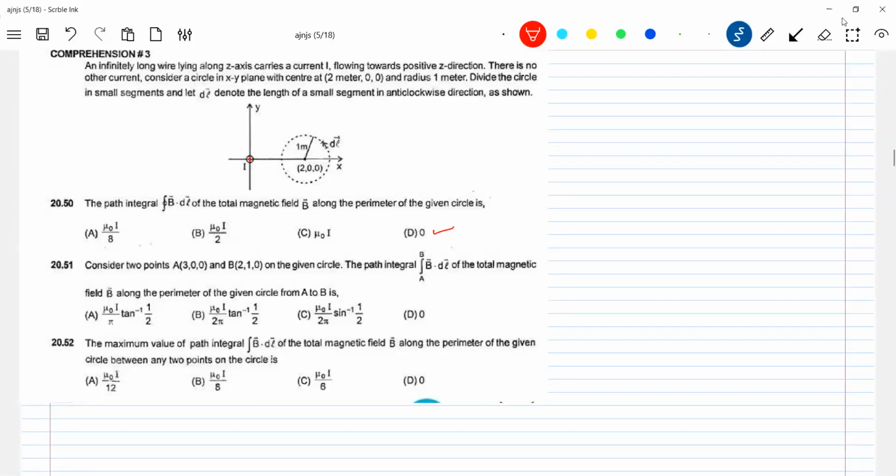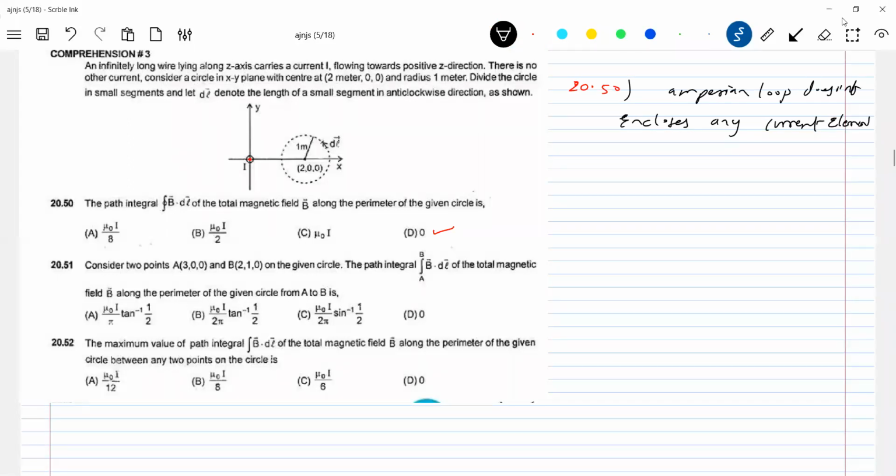For 20.50, what is the explanation I should give? The Amperian loop or path doesn't enclose any current element. There's no current element in the Amperian path. That's the reason for this one. And now come to 20.51.